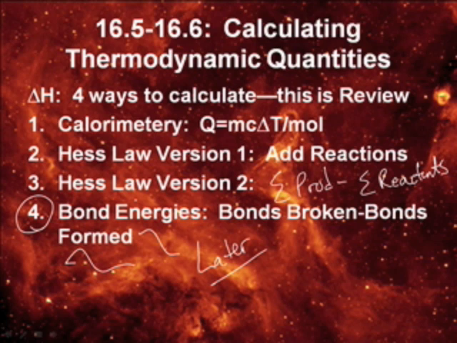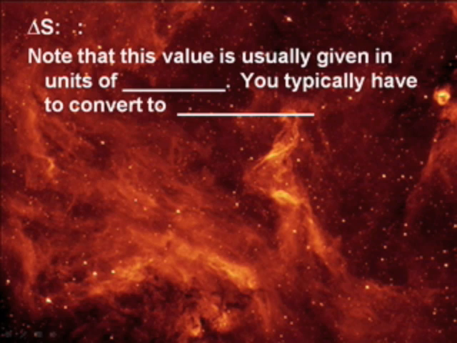But there are also 2 other thermodynamic quantities. We learned last time we have delta S, which is called entropy. That's the change in the amount of disorder in a system.